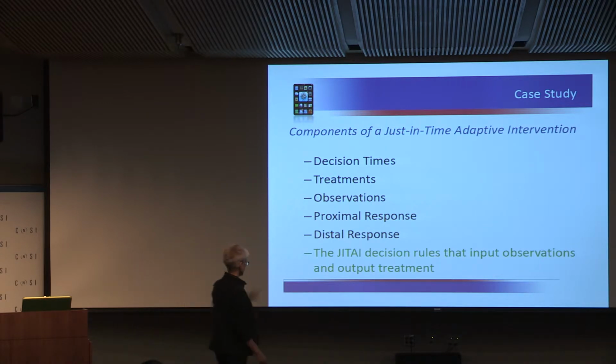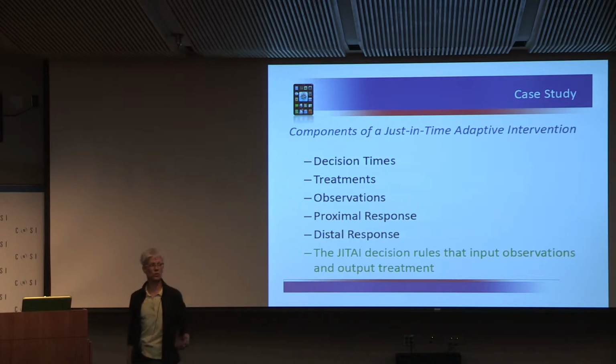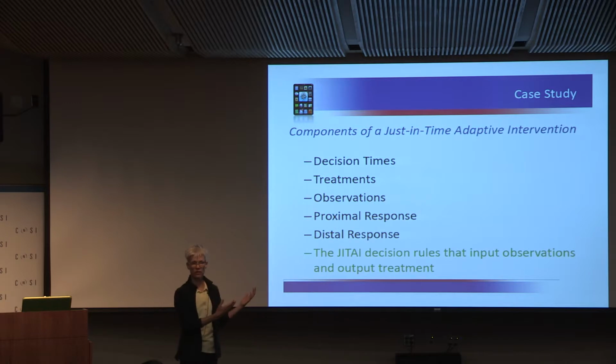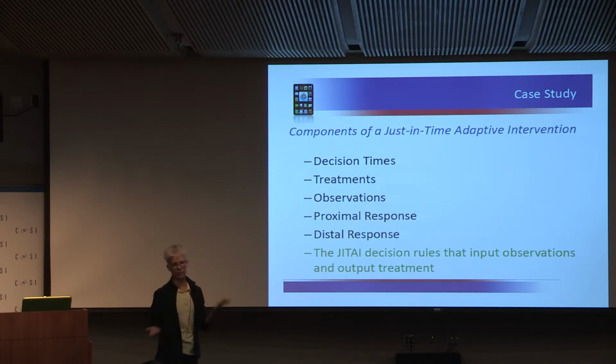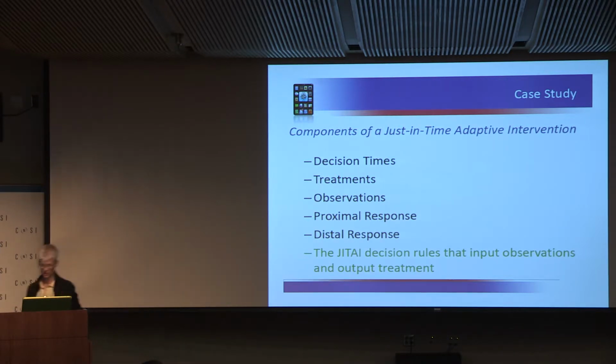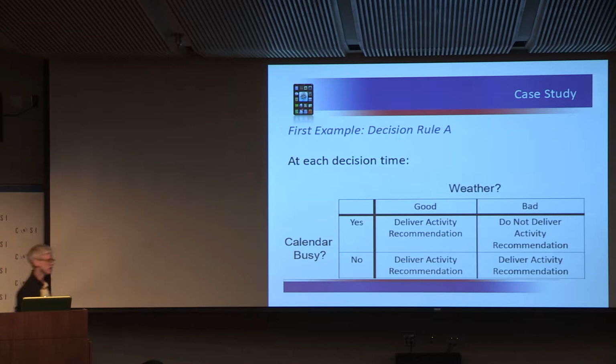The last thing I didn't mention, that's why it's in green, we haven't gone over it, is the decision rules. And the decision rules are what you use to decide when to deliver an intervention, when to push an intervention. They input what you know about the individual at that time, and they output whether or not you provide a treatment, the type of treatment. I'm going to give you some examples. They're pretty simple examples, but they help me be clearer.